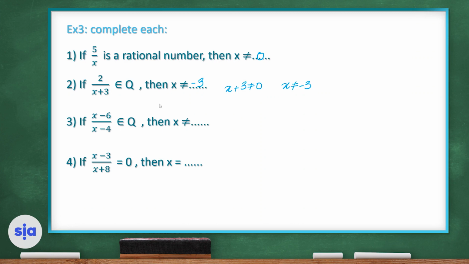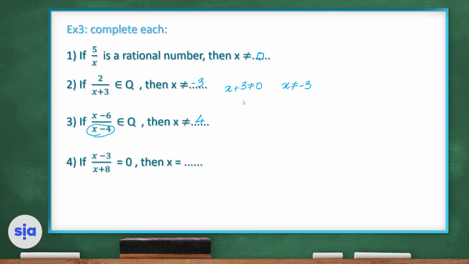Question 3, if x minus 6 over x minus 4 belongs to Q, then x cannot be, yes, what makes the denominator equal 0? Yes, excellent, it's 4. So x cannot be 4.